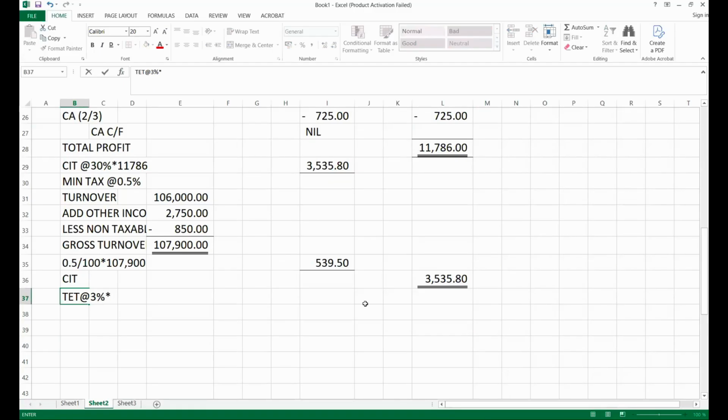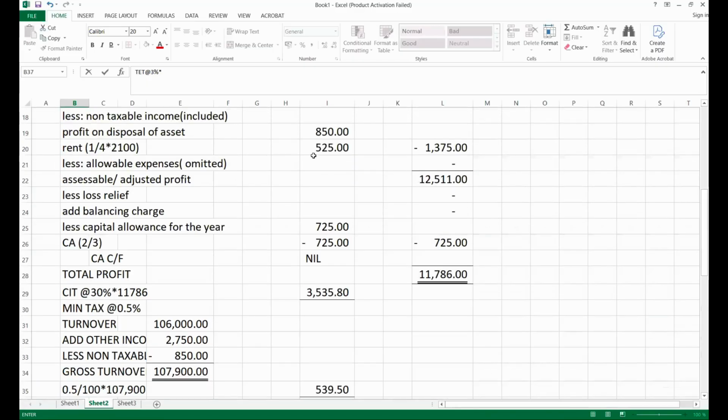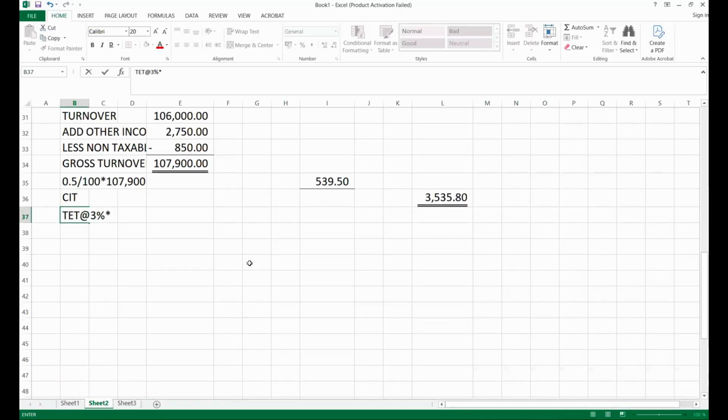So tertiary education tax applies on the assessable profit, which will be 3% of our assessable profit of 12,511. 3% of 12,511, that is 12,511 times 0.03, will give us the tertiary education tax. So that will give us 373,375.33. So that is the tertiary education tax.